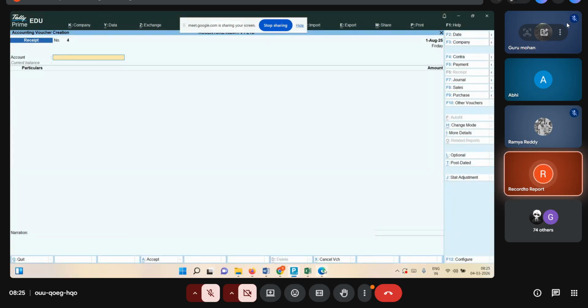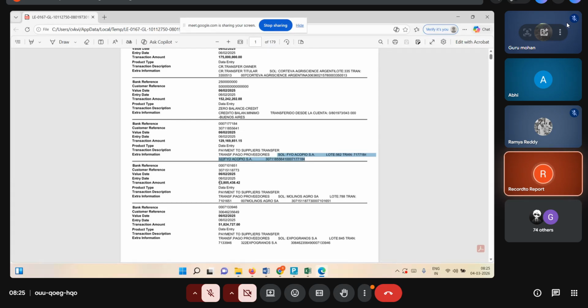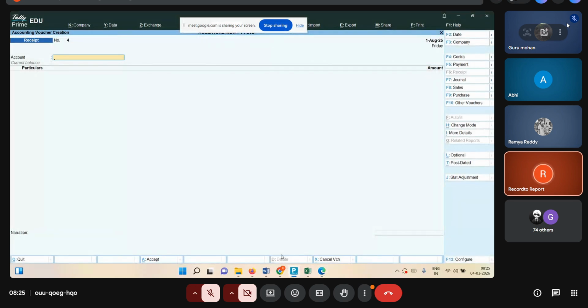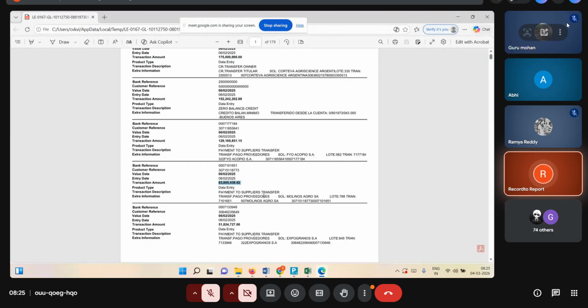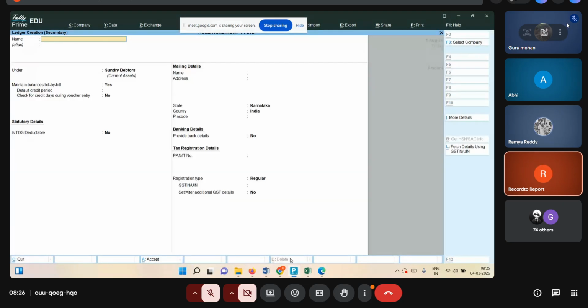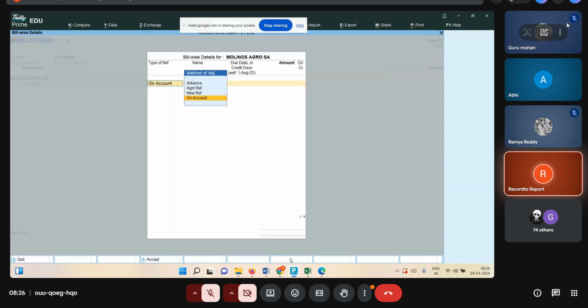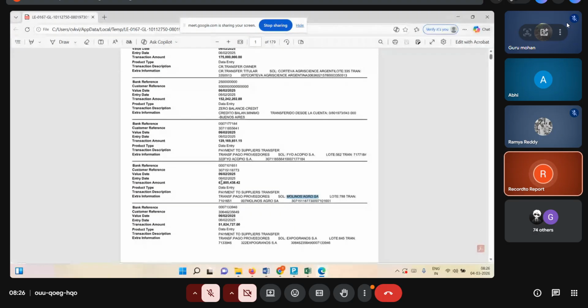Okay. So the next transaction, is it a payment or receipt, guys? Yes, it's a receipt. Okay. So we need to categorize that as a receipt only. So from which customer did we receive it? This is the customer name. Molinos Agro. Yeah, Molinos. This is the customer name, and you can debit the amount we received here.